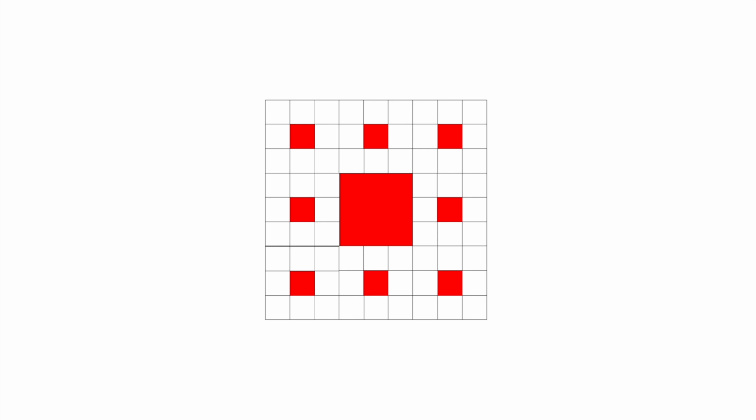Start with a blank square. Divide it into 9 smaller squares and make the center square red. For the remaining 8 squares, do the same thing. Divide them into 9 smaller ones and make the center red.